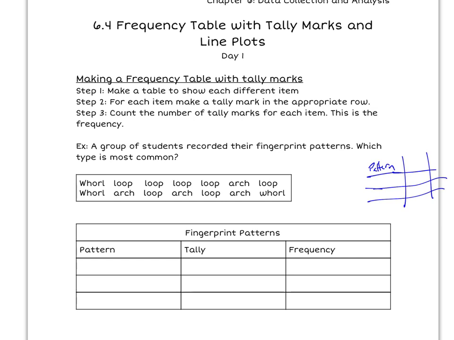So making the table to show each different item. So that's what we got here. We've got our table, the pattern. So in this case, we've got a group of students who recorded their fingerprint patterns. If you didn't know that, everybody's fingerprint is a little bit different. And there are 3 general types. There's a whirl, a loop, and an arc of the fingerprints. So if you look at your fingerprints really carefully, some of them might actually be different from each other. Like some fingers might have the arch, some people might have a loop, some people might have a whirl.